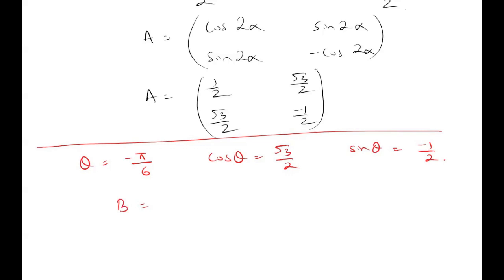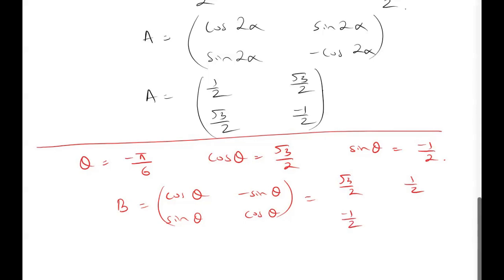The rotation matrix B, we already know, looks like cos theta, minus sin theta, sin theta, cos theta. Putting the values here, my transformation matrix B is root 3 by 2, 1 by 2, minus 1 by 2, and root 3 by 2. So that's my transformation matrix B.